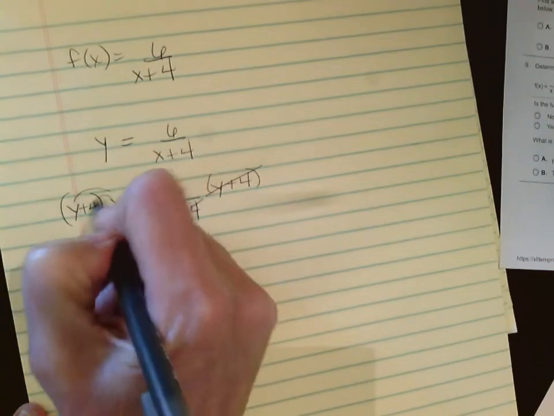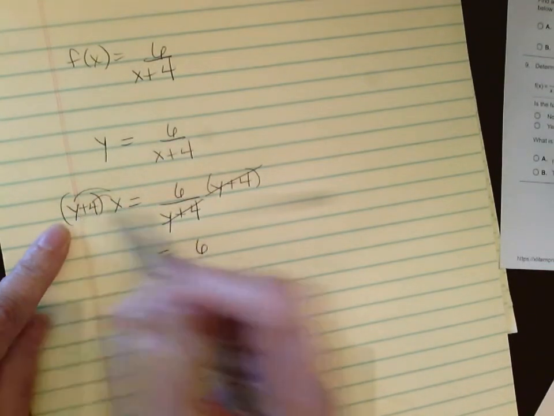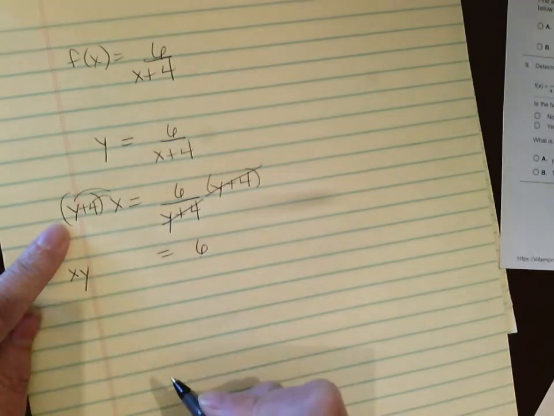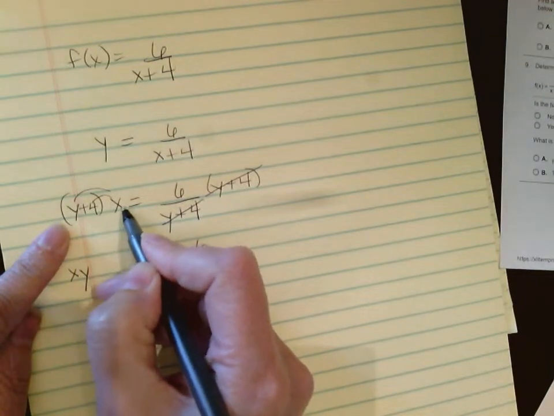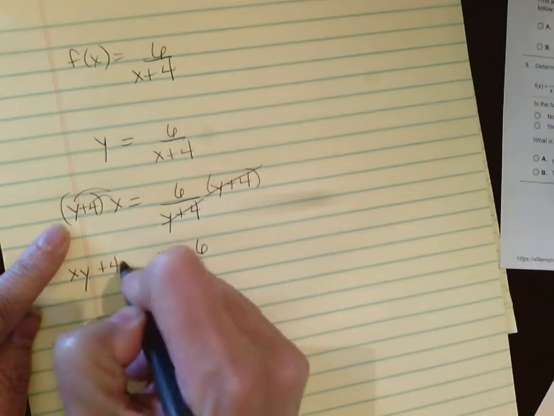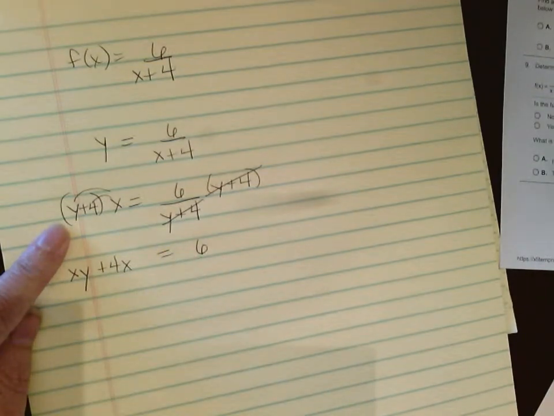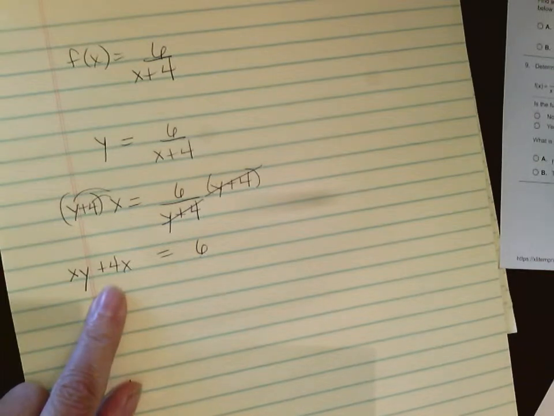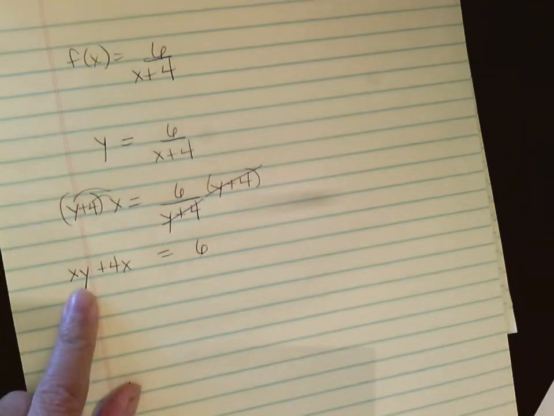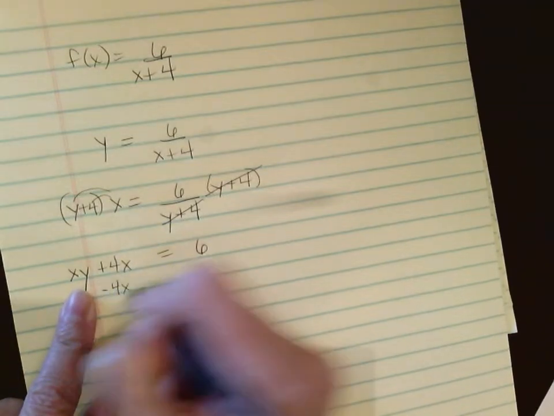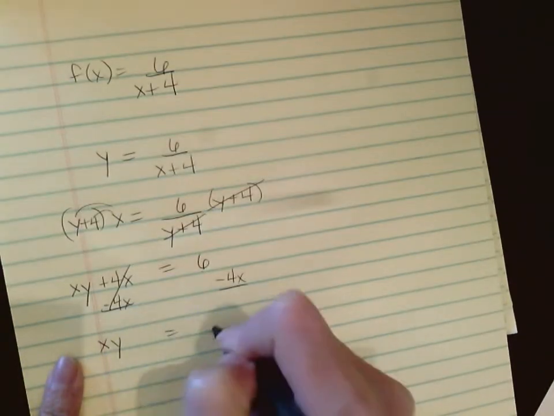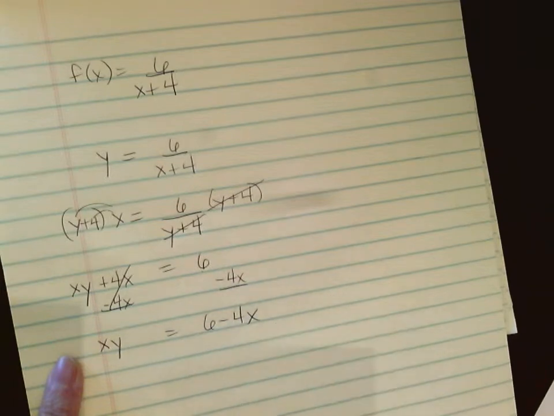Here I'm going to distribute this x. So here, x times y gives me xy. Distribute here, 4 times x gives me 4x. So now let's see, if I'm going to solve this for this y, the next thing I need to do is get rid of the 4x. So I'll subtract 4x from both sides. So now I have xy equals 6 minus 4x.